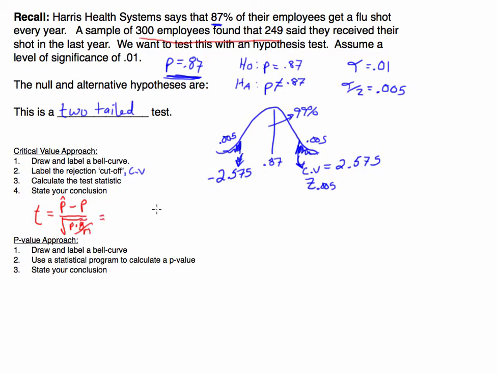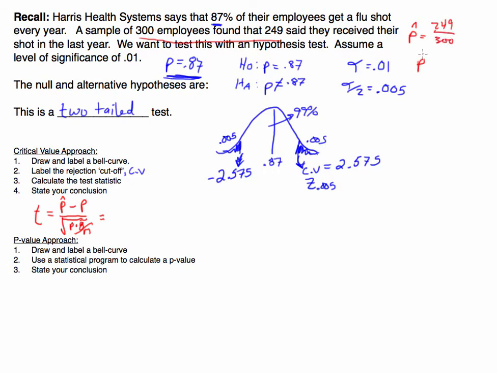So let's plug these values in. P-hat, in this case, is our sample proportion, and we actually have to find that, right? Our sample proportion is 249 divided by 300.